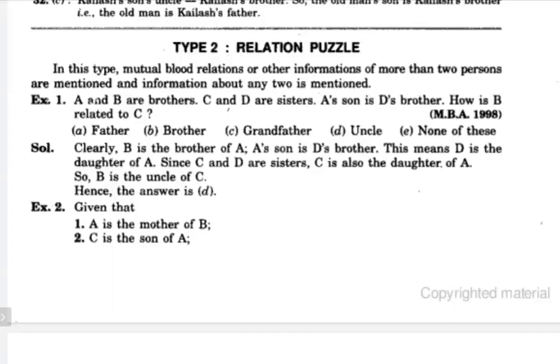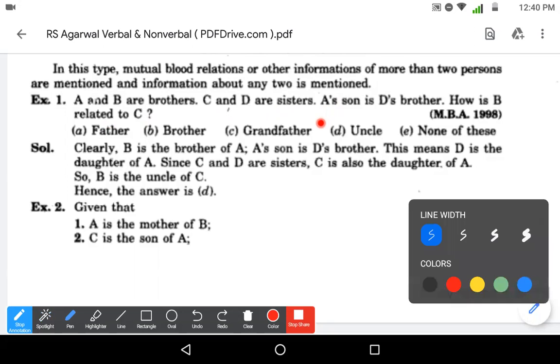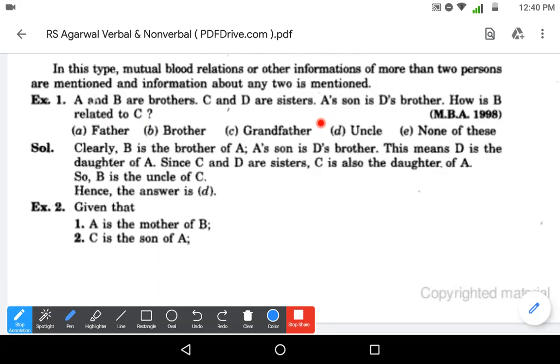Now, moving further, let us understand one more type of blood relations, that is relation puzzle. Let us see what type of problems can come. In this type, mutual blood relations or other information of more than two persons are mentioned, and the information about any two will be asked. Let us go to the problems directly to understand how it will be mentioned. The first problem: A and B are brothers, C and D are sisters, A's son is D's brother. How is B related to C?